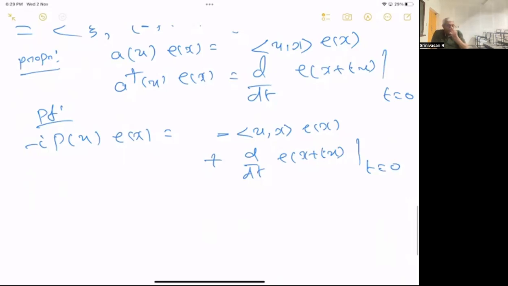So, okay, let T be some operator in B of H, a bounded operator, such that T W of x equals W of x T, for all x in H.